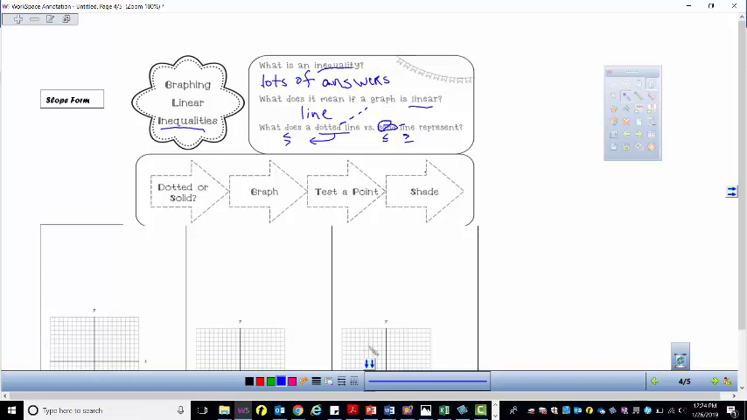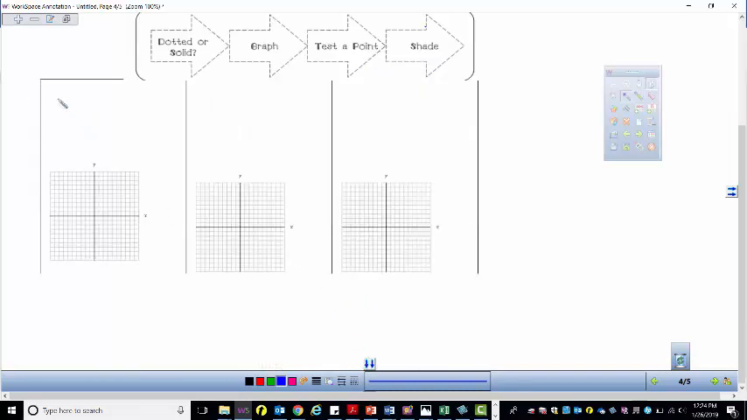All right, so let's see if we can try one. I have the steps down here. Here's our 4 steps that we're going to do with our problems today. So the first one, we're going to say y is less than x plus 3. The first question you have to ask yourself, is it dotted or solid? I look at my symbol, it is less than. So that means this is going to be a dotted line because it's less than. Our second step is we're going to graph, which hopefully you remember how to do.